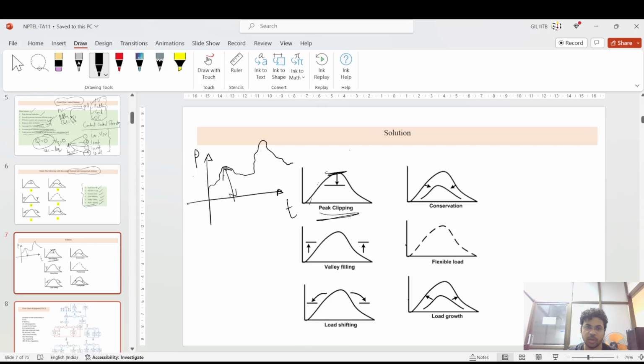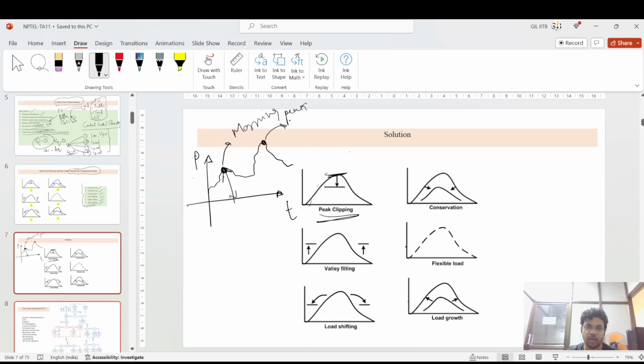So this is your morning peak, and this point is the evening peak. The morning peak occurs nearly between 6 to 8:30, and the evening peak generally occurs from 6 to nearly 9. So these are the two peaks generally observed in the load curve, the morning peak and the evening peak. The main crux here is the average loading.